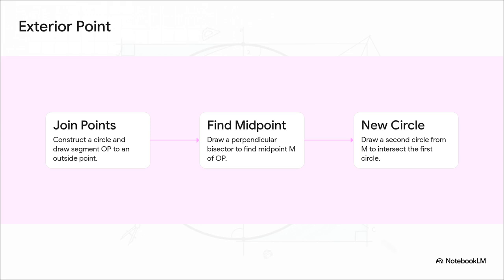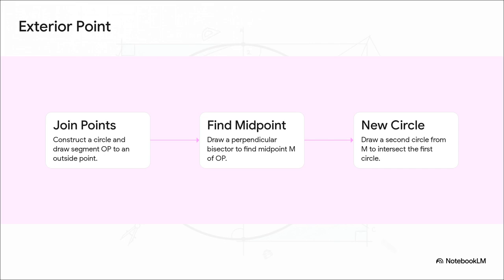Step 1. Construct your circle with center O and mark your exterior point P. Step 2. Draw a straight segment connecting O to P. Now, step 3. We need to find the exact midpoint of segment OP. So we draw a perpendicular bisector of segment OP. Let us call this midpoint M. Step 4 is where the real magic happens.